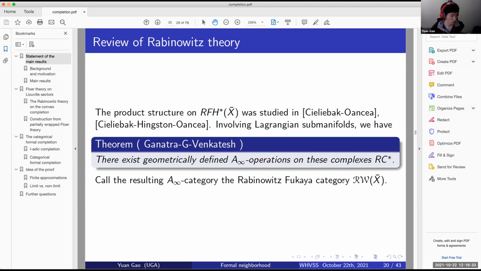There's also a product structure on the above-mentioned Lagrangian Rabinowitz Floer complex. The closed string case was studied in recent works of Cieliebak and Oancea, and Cieliebak, Hingston, Oancea. And for Lagrangian submanifolds, it's a result by Bangladesh and myself. So there are geometrically defined A-infinity operations on these complexes. And this direct product definition is necessary for the A-infinity operations to be well defined. It is some way of completing those Floer complexes, for which you can actually define the A-infinity operations on the completed tensor product of those complexes, and the algebraic tensor product embeds. So you have well-defined A-infinity operations.